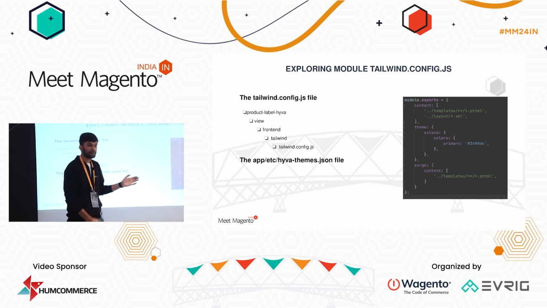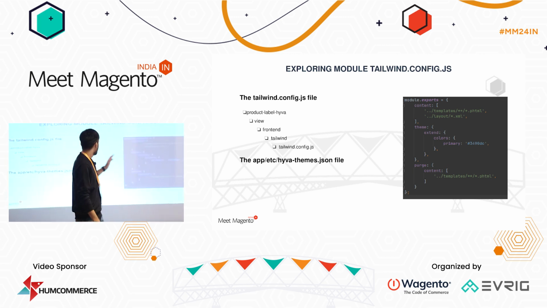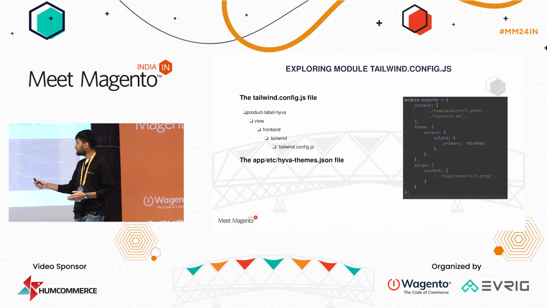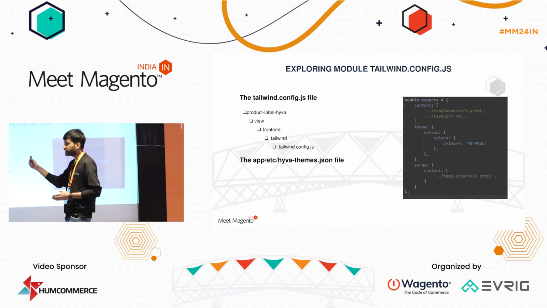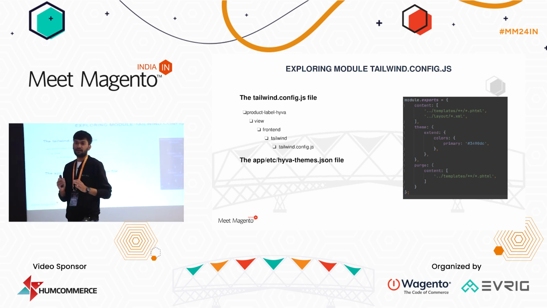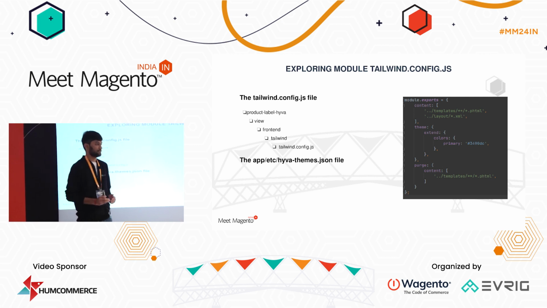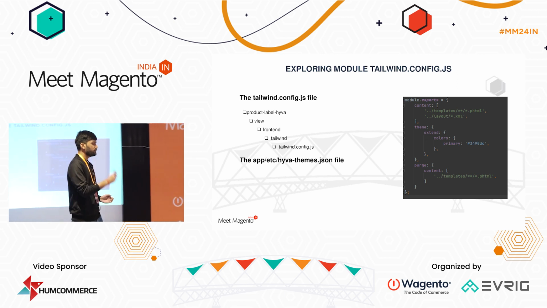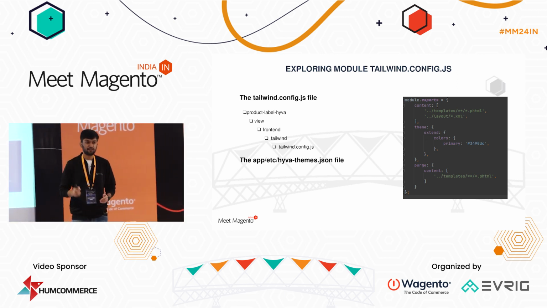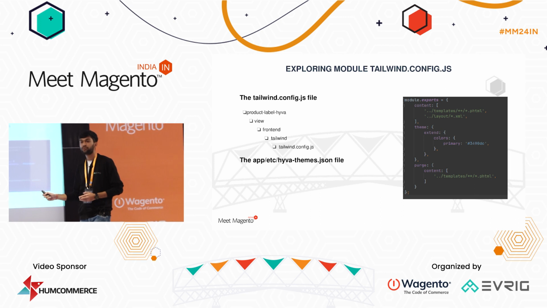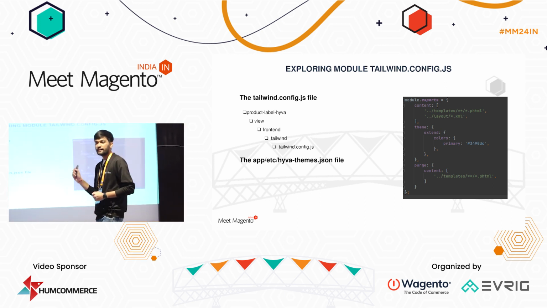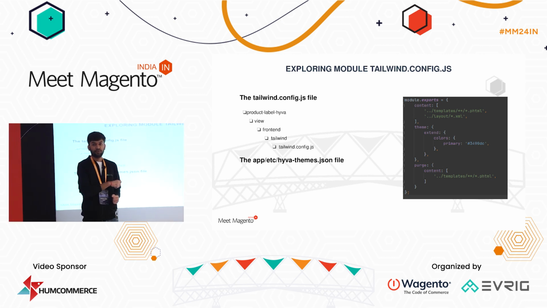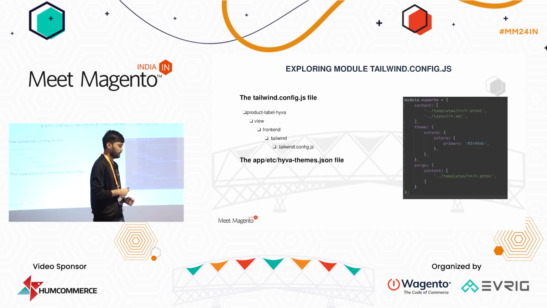That is where the hyva-themes.json file comes into the picture. Whatever modules are registered in this file, that module's tailwind.config.js file will be merged with the theme's tailwind.config.js. For the latest Hyva versions, you don't need to put it in manually, but for earlier versions you will have to look for your modules in this hyva-themes.json file, right?